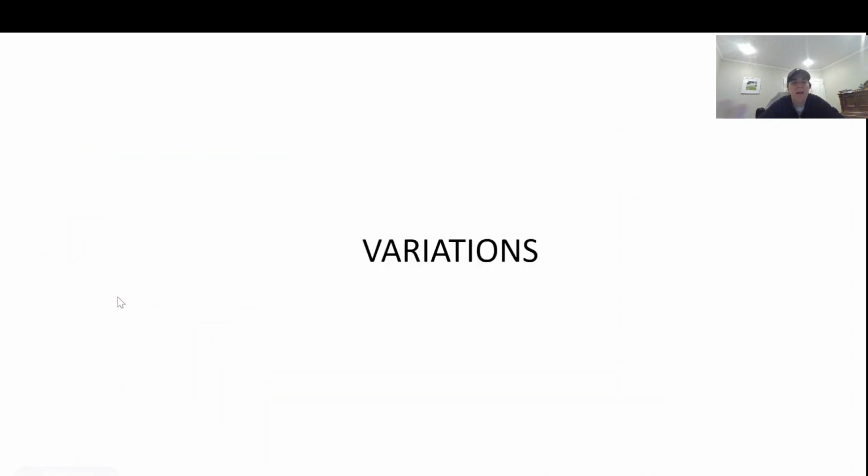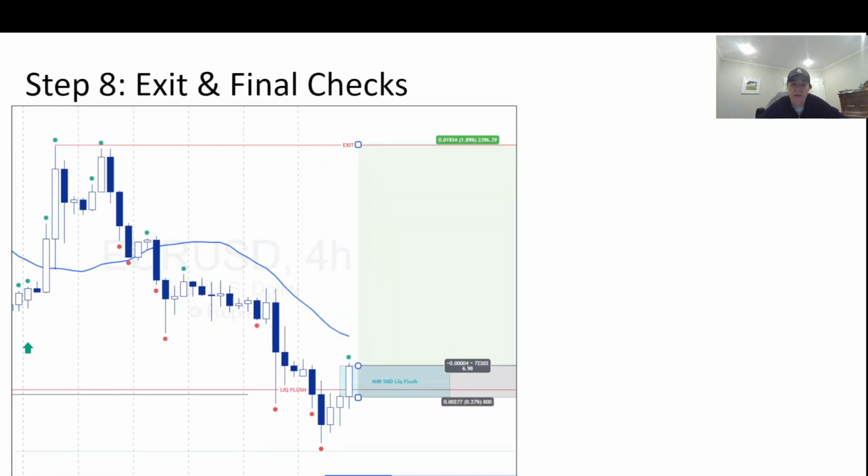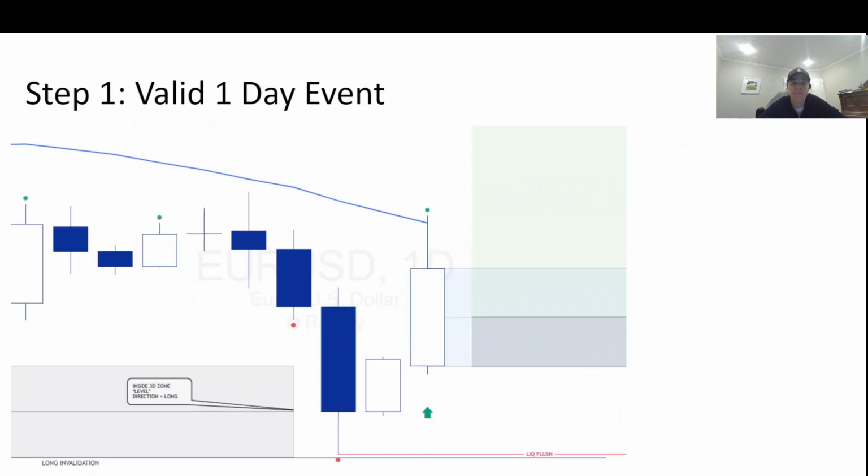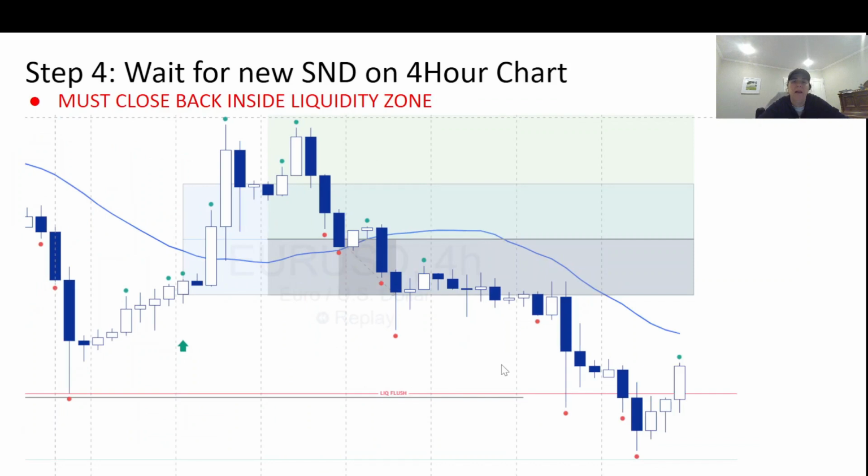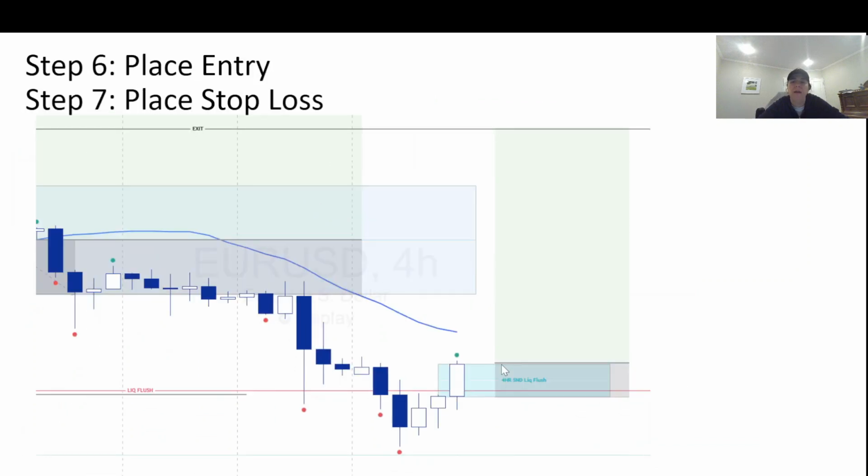Okay. Now let's look at a few variations. These are really important. So far, our entries have been really simple. Let me just go back and remind you. The 1 day, you place your S&D zone, and the entry is at 50%. So the S&D zone is always on the body, 50% entry, stop loss at the bottom. And for the liquidity trade, also S&D on the body, but you're doing a market entry and the stop loss below.